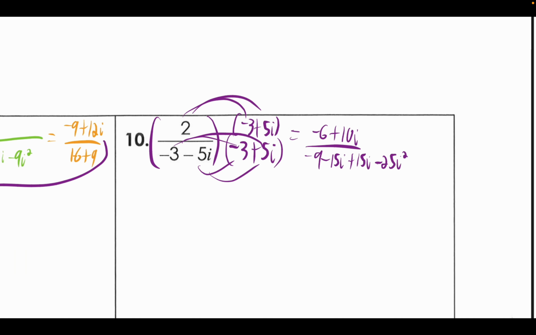Now, I need to extend this fraction, which is on the top still just negative 6 plus 10i. And on the bottom, negative 9 plus 25.